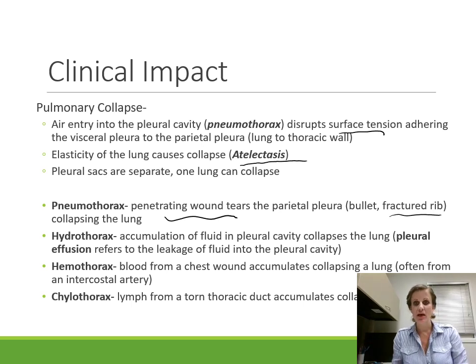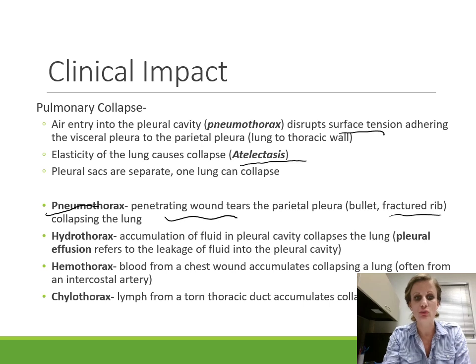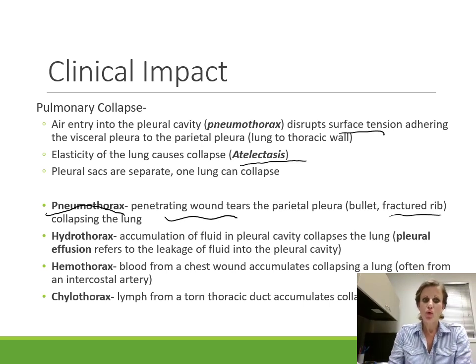Anything that tears the parietal pleura can allow air to enter into the pleural cavity. That can disrupt the surface tension. In that case, we call it a pneumothorax. We can see that there are multiple other things that can also cause the lung to collapse.